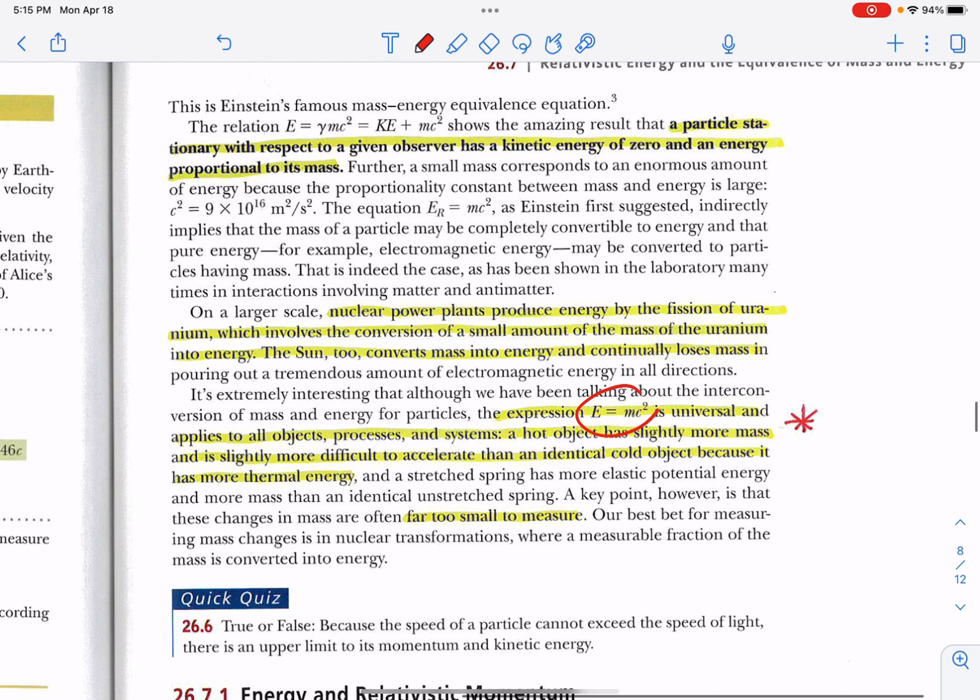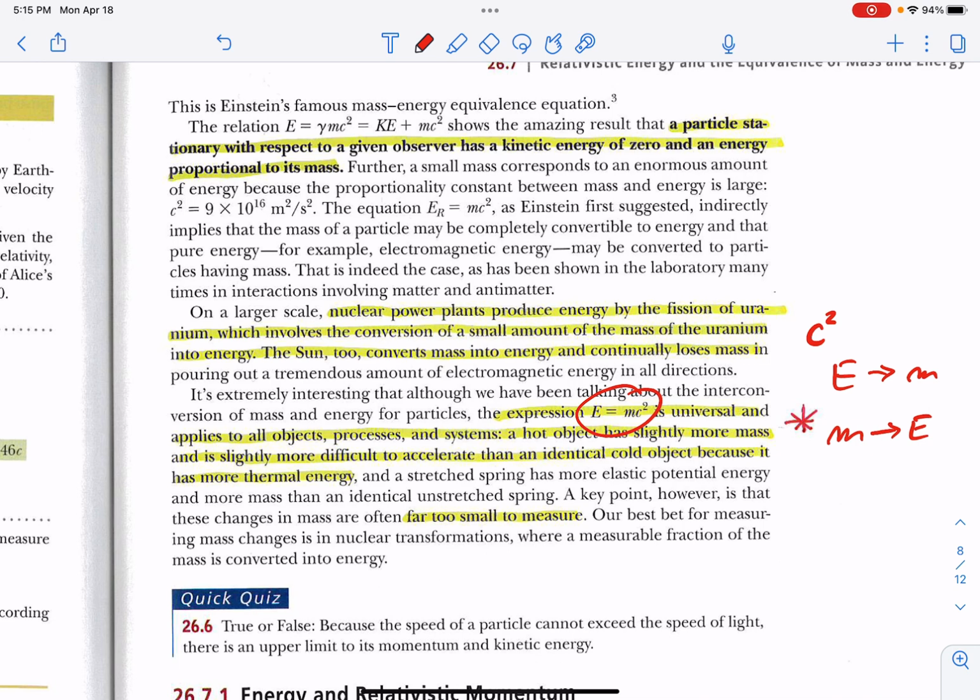So this expression, E equals mc squared, is universal. It applies to all objects and processes and systems. Please remember that c squared does not mean something is actually moving at the speed of light squared. It's a conversion factor. It basically means that energy and mass are two sides of the same coin, and that you can convert energy into mass, or you can convert mass into energy. And this happens all the time.